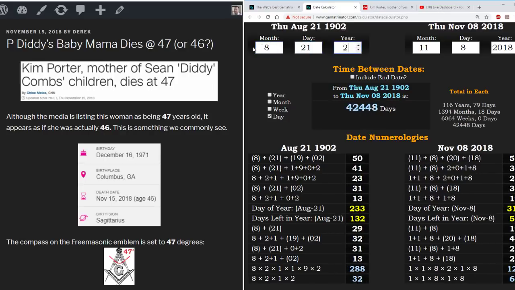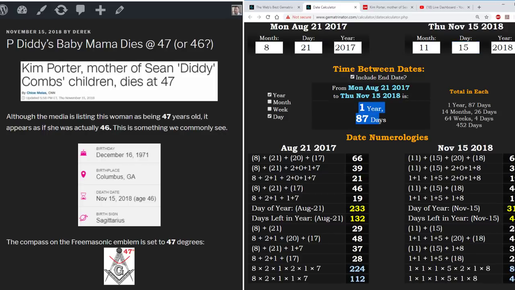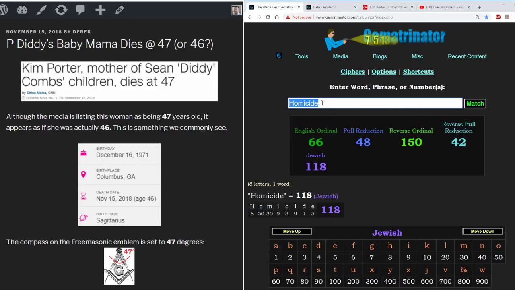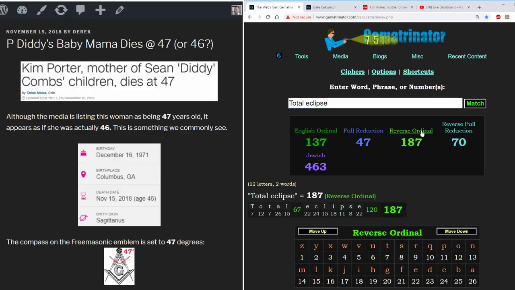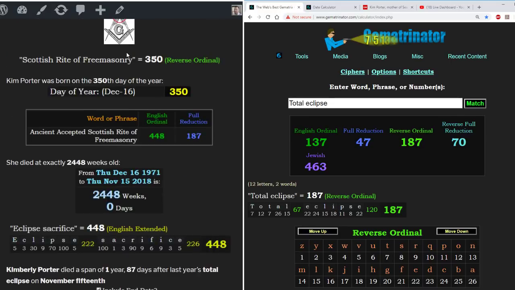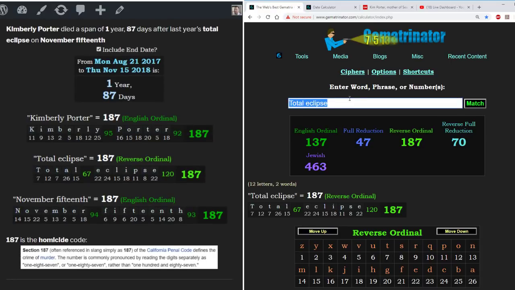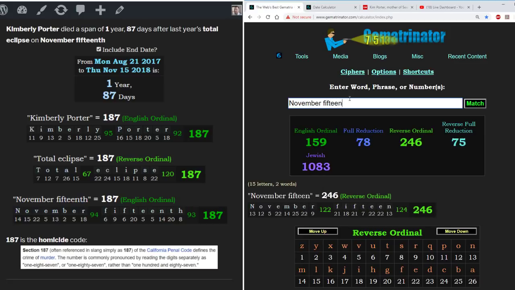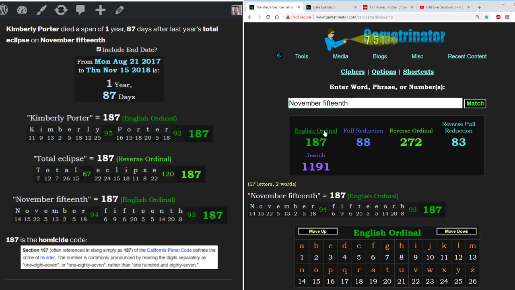So once again, Kim Porter's death falling 1 year, 87 days, with the end date included after the eclipse. And in the language of Gematria, total eclipse has this value of 187 in the reverse alphabetic order. In fact, the date that she died, November 15th, using the standard alphabetic order, sums to 187.